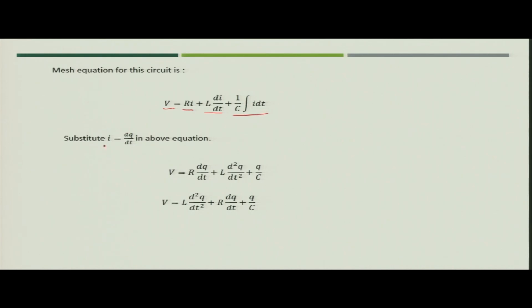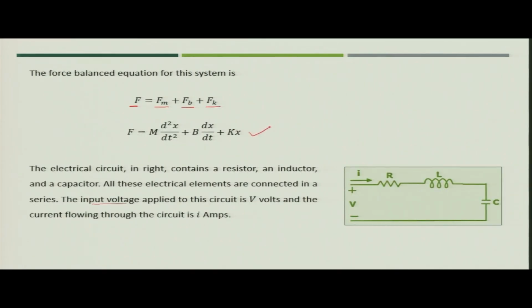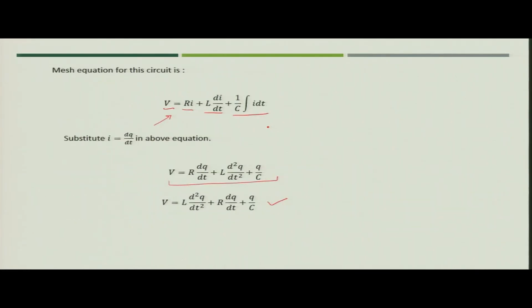Let us substitute I as dq by dt in the above equation. So, what you can write now? V is equal to R dq by dt plus L d2q by dt2 plus q by C. So, this equation we have now got. If you rearrange, you take higher order term first. So, you can write V is equal to L d2q by dt2 plus R dq by dt plus q by C. So, now you have the mathematical equation related to the electrical system and the mathematical equation related to the mechanical system.